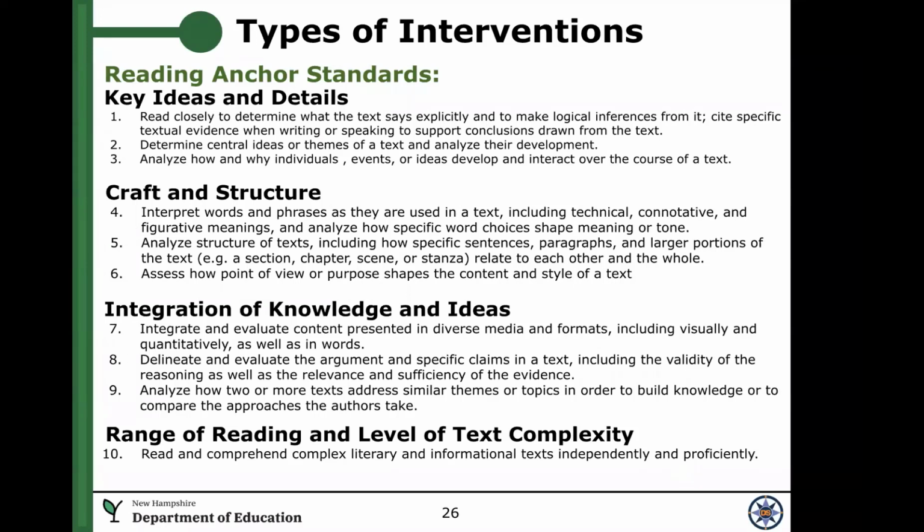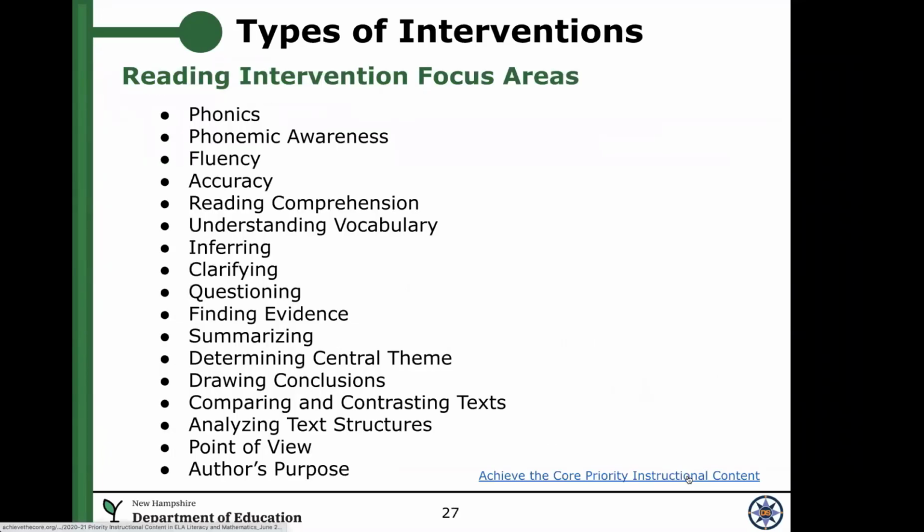And then here's what we have for reading anchor standards. When we talk about any sort of interventions, I always like to look at the standards, right? We want to make sure that our interventions are directly correlated with our standards. For reading anchor standards, this is really K to 8. You have the same standards that are threaded throughout each grade level. So here are your reading anchor standards, and here are some reading intervention focus areas that are thoughts for what you might do for specific interventions.